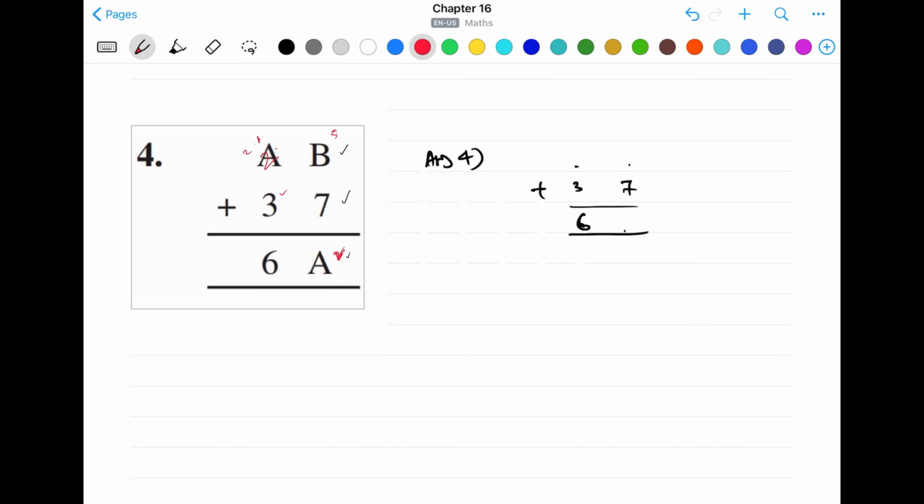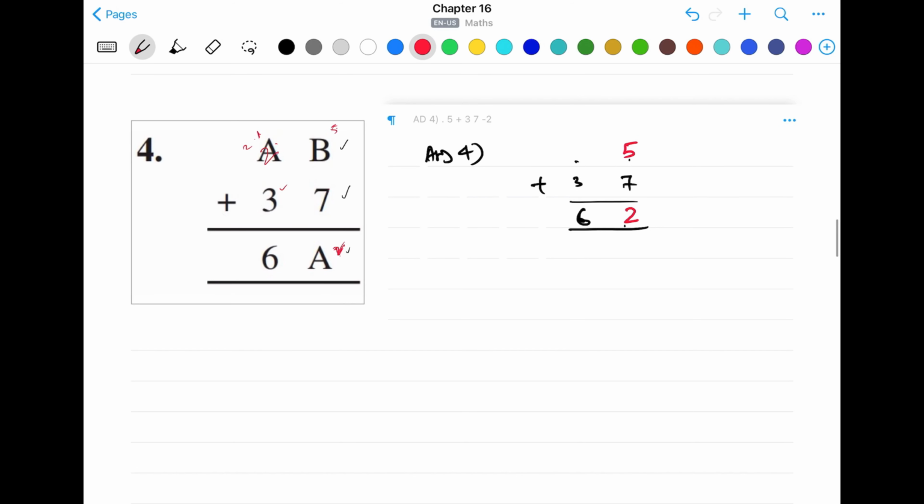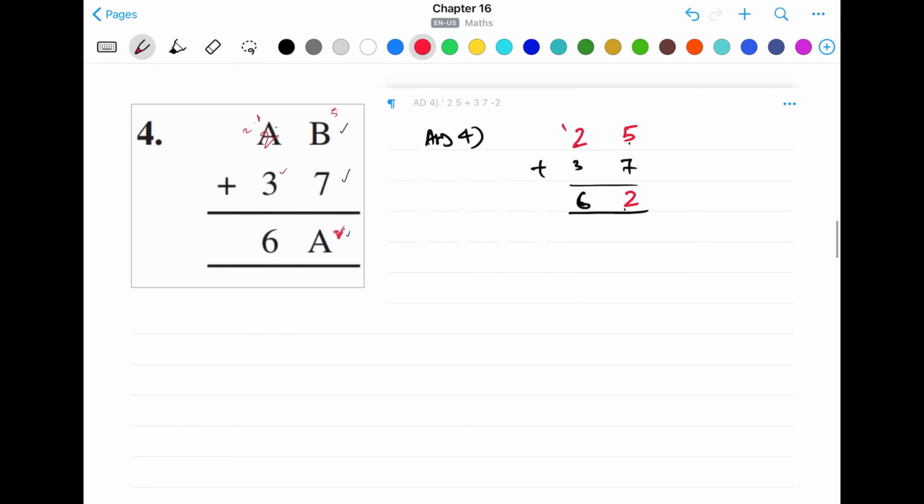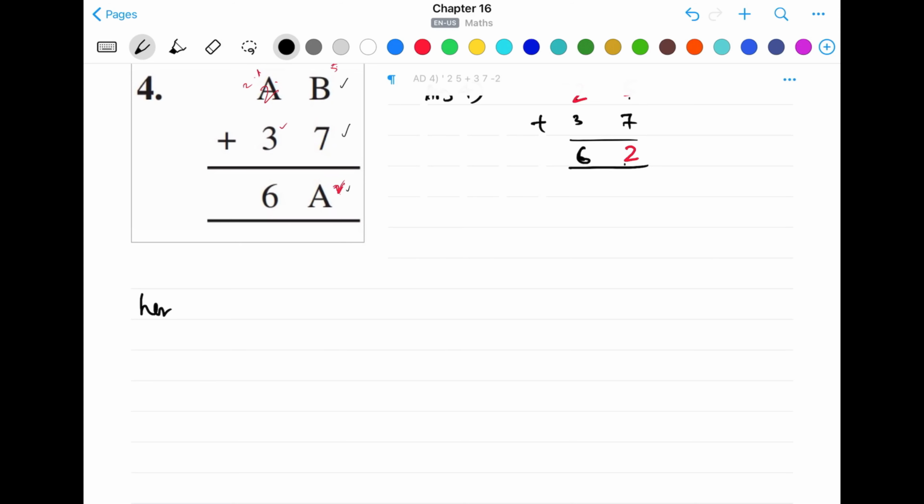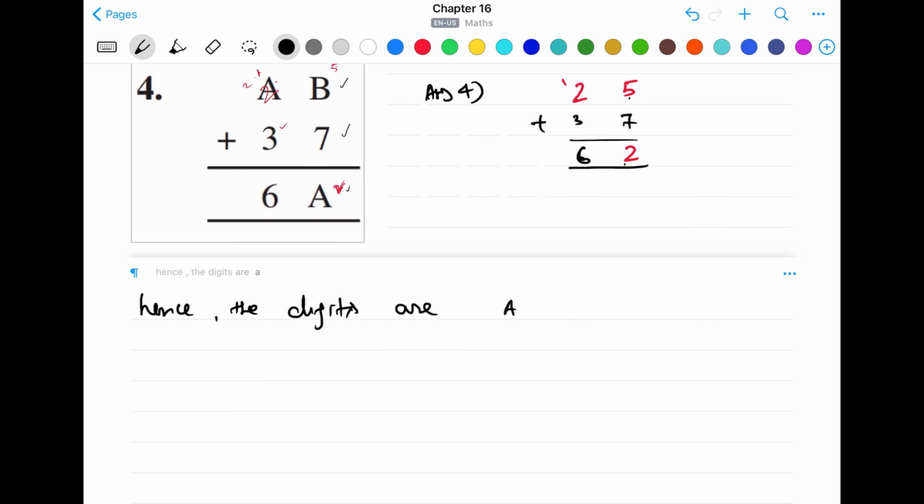So at the place of B we have 5, so 5 plus 7 is 12, so we get 2 at the ones place, then carry will be 1. Since we're getting 2 at the place of A, we'll write 2 here also. Since carry is 1, 2 plus 1 is 3, 3 plus 3 is 6. That means this is satisfying our sum. So we'll write, hence the digits are A equals to 2 and B equals to 5. That's our answer. Now moving to the next one.